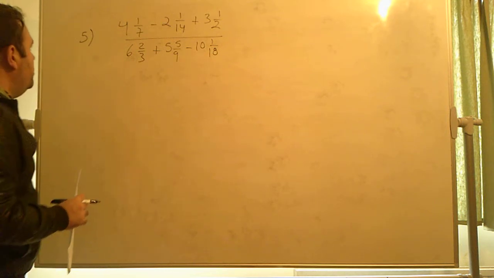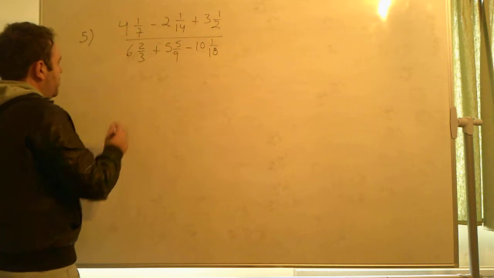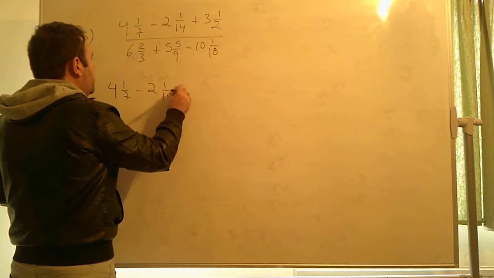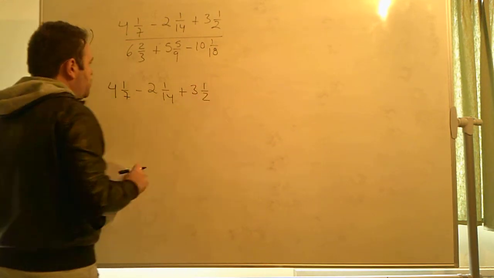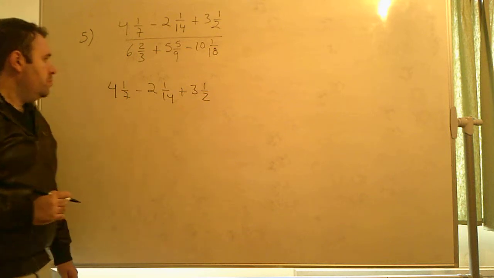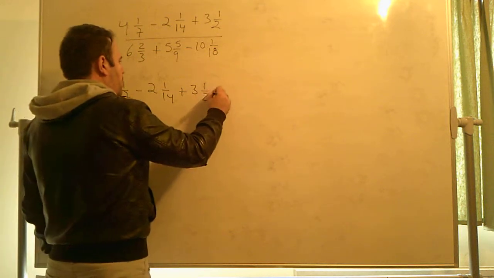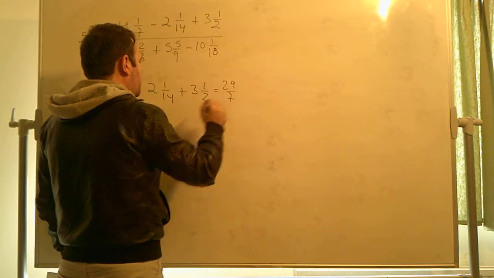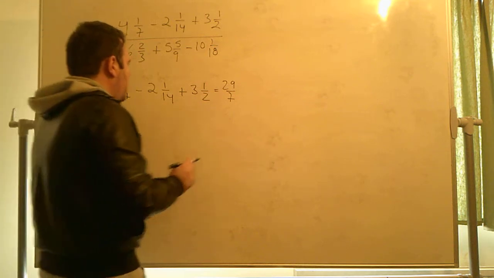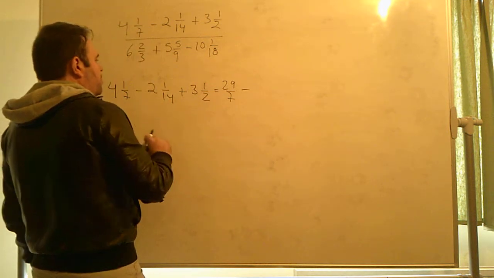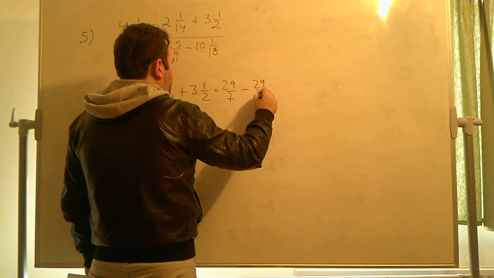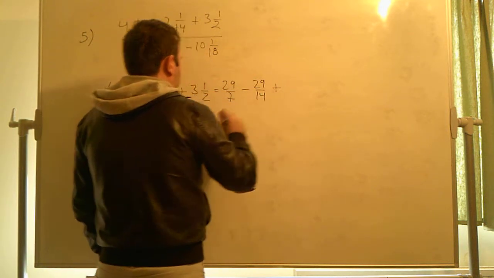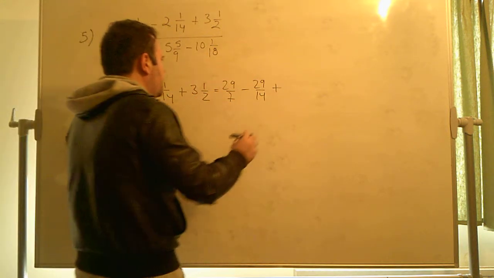So first we need to work on the numerator, and what we need to do first is to turn all these mixed fractions into improper fractions. So 7 times 4 is 28, plus 1 is 29/7, minus 14 times 2 is 28, plus 9 is 37 divided by 14, plus 2 times 3 is 6, plus 1 is 7/2.